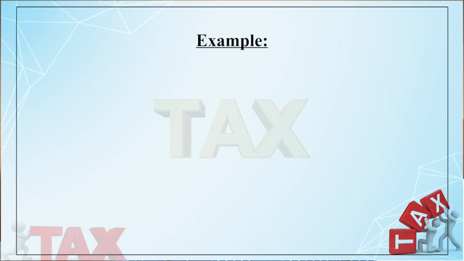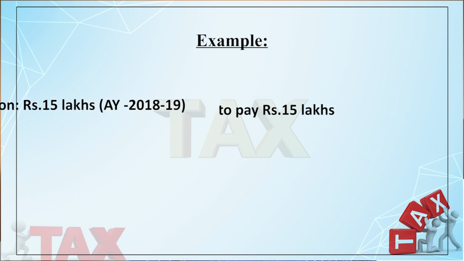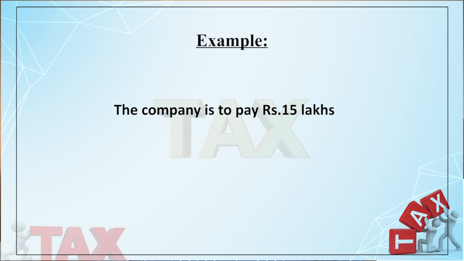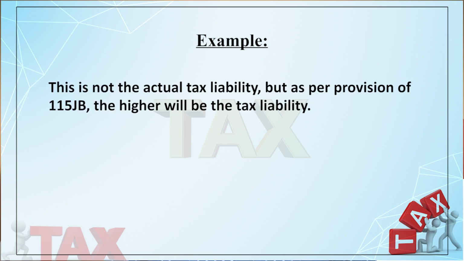Let us take an example. Suppose the tax liability under normal provision comes rupees 13 lakhs and tax liability under MAT provision comes 15 lakhs for the assessment year 2018-19. So as per provision, the company is to pay rupees 15 lakhs because the tax liability under MAT provision is higher than that of normal provision. So the company is compulsorily to pay rupees 15 lakhs for the assessment year 2018-19. It is clearly mentioned in the section 115 JB.